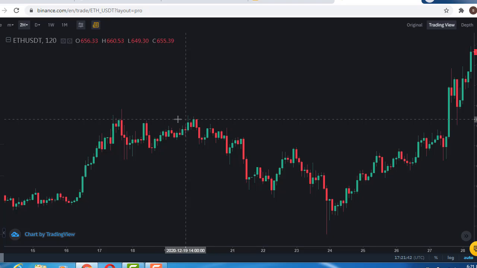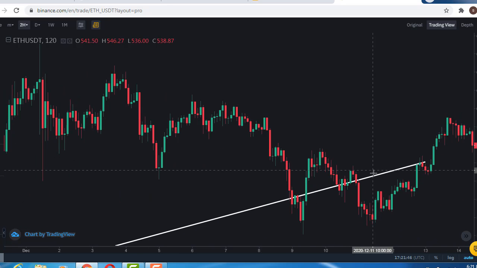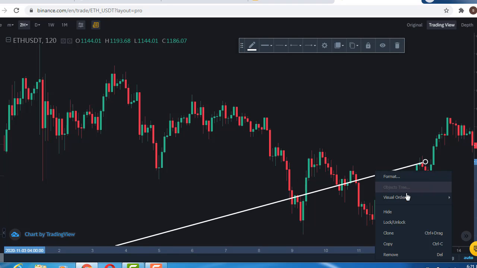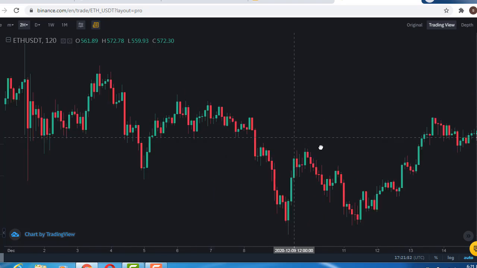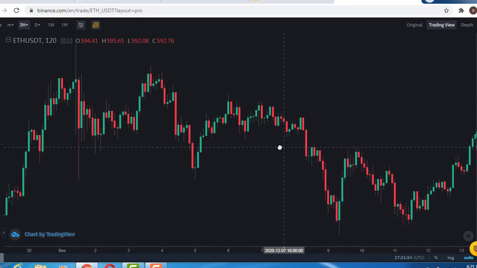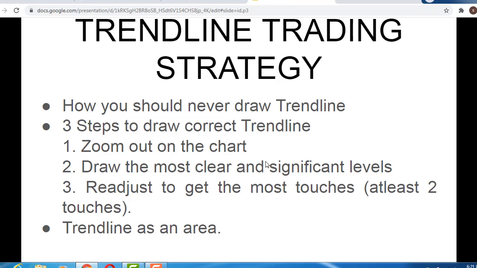Remember, a trend line is used for trend direction. That means you use it to determine the direction of the market, and then you use it to make your trading decision. Now, another thing you have to look at is trend line as an area.